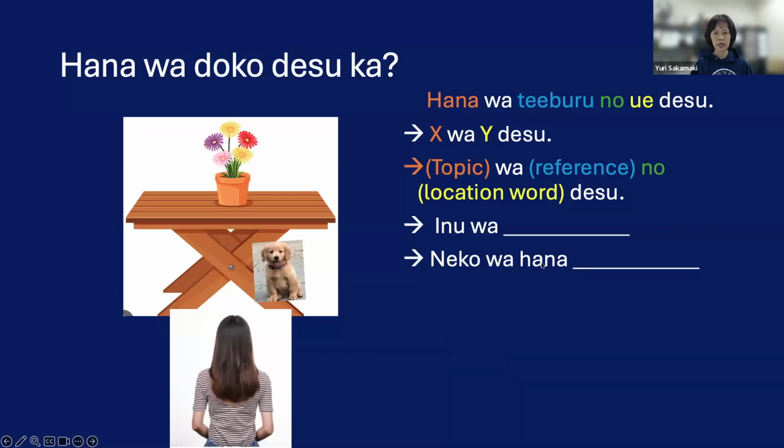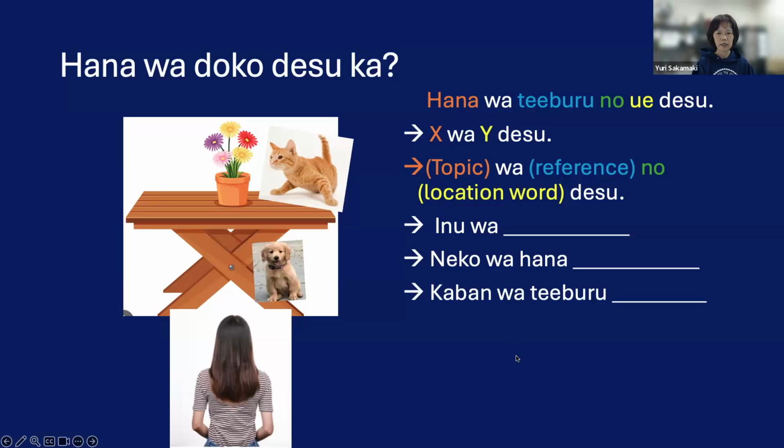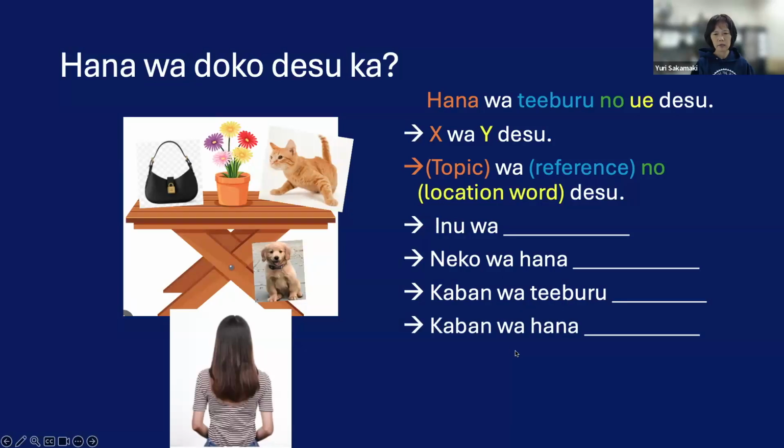But I want you to use hana as a reference. So where's the cat? Okay, so she's there. So use flowers as a reference. And then we want to talk about kaban. So where is the bag? It's over here. And you can just say on top because we're using table. But also let's use hana, flowers, for the reference in order to explain where the bag is. Then I think what's gonna follow will change a little bit.